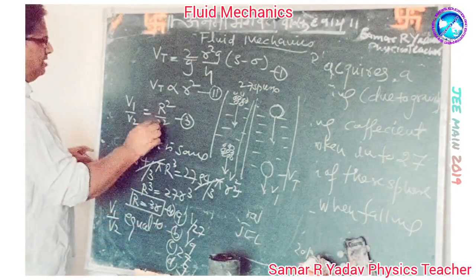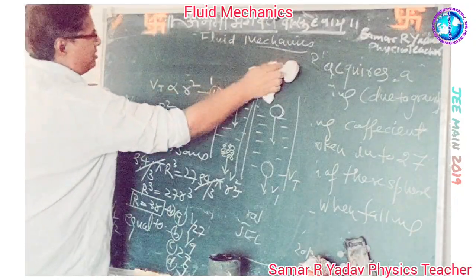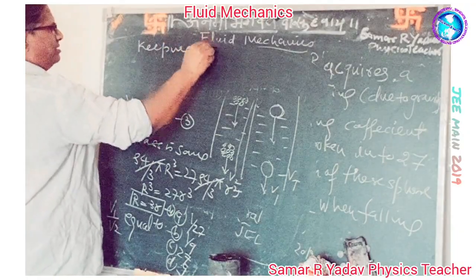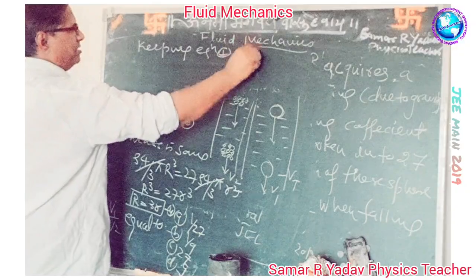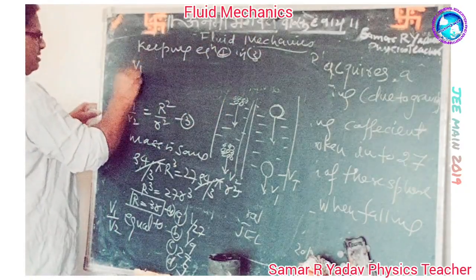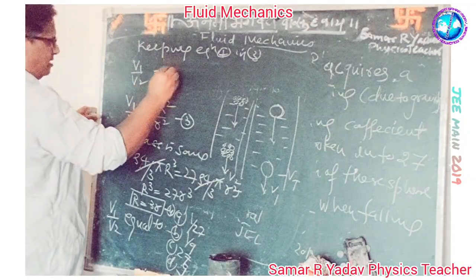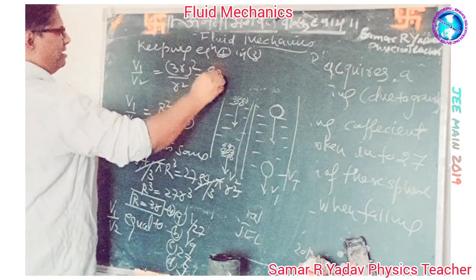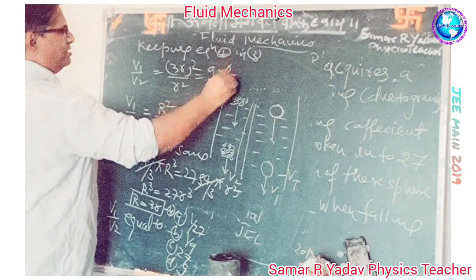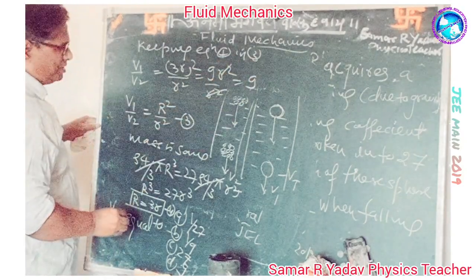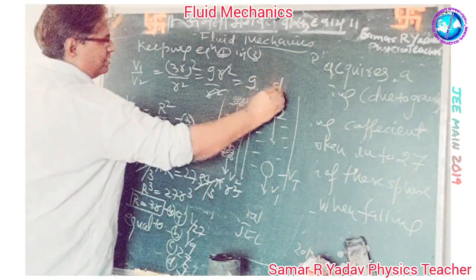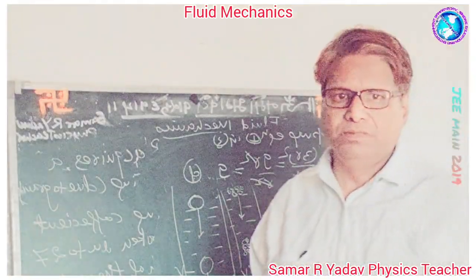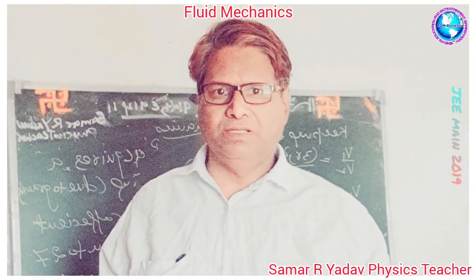Now putting equation 4 in equation 3, we get v1 upon v2 is equal to 3 small r whole square upon small r square, which is equal to 9 r square upon r square, which is equal to 9. So the correct option of this multiple choice question is D, that is 9. This is the way to understand this multiple choice question.